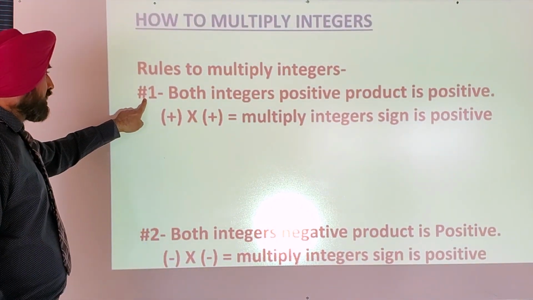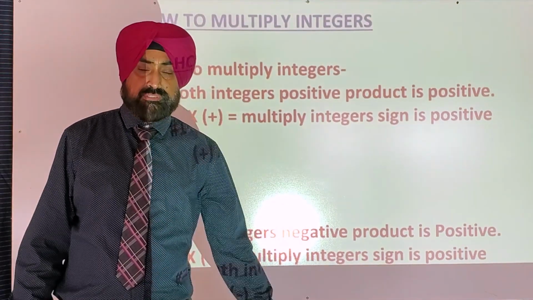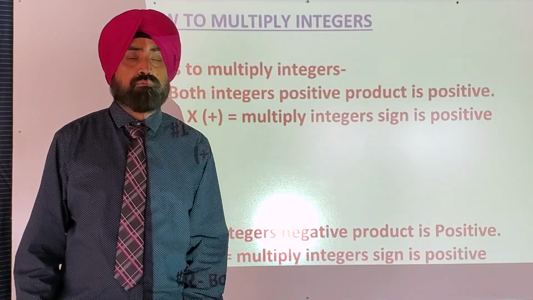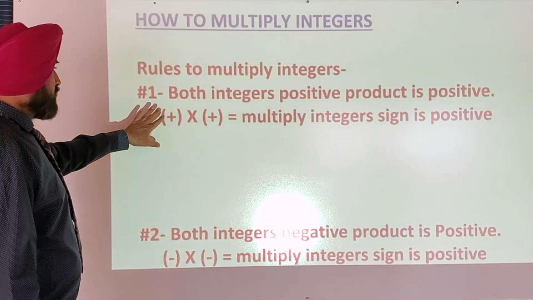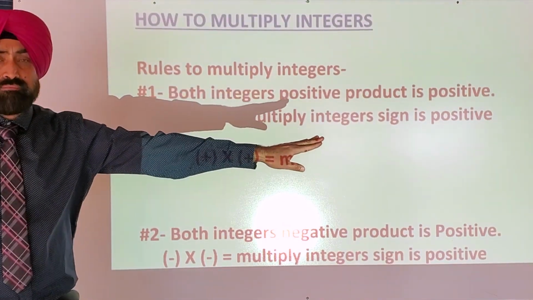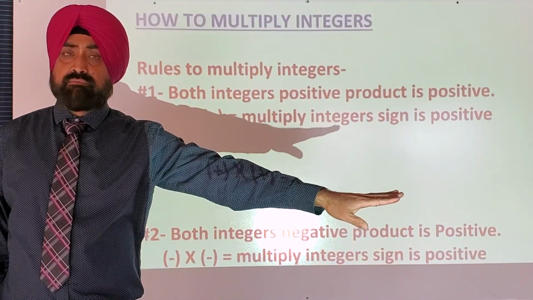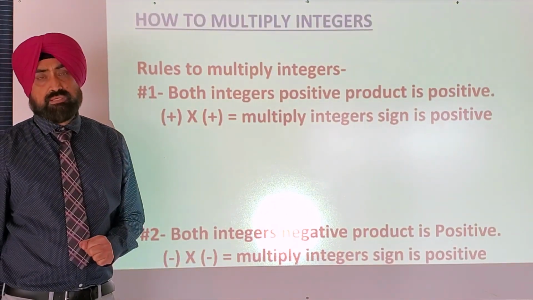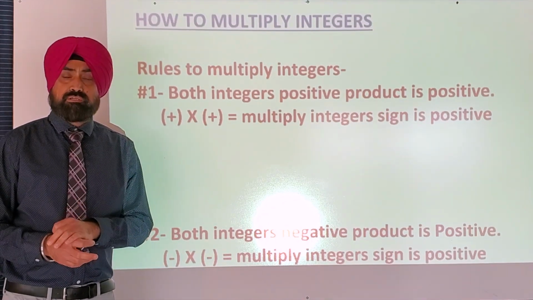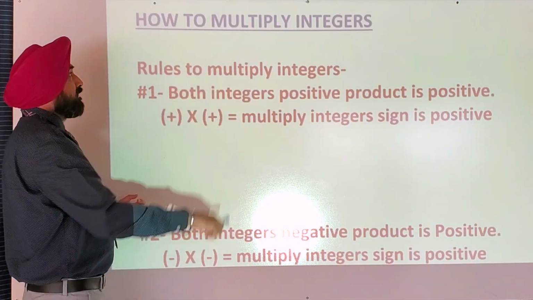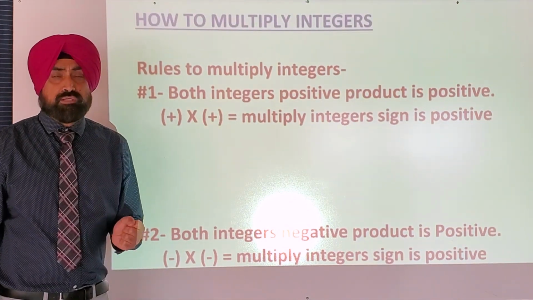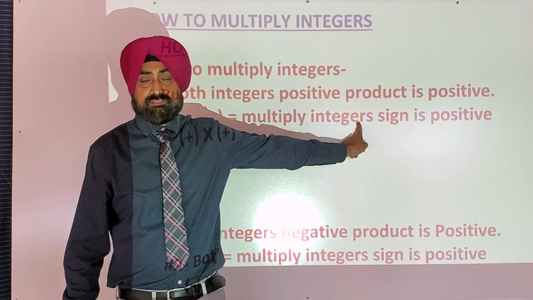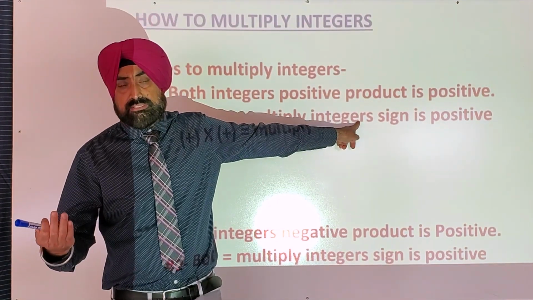The very first rule is if both integers are positive. I'm talking about only two integers because if you know the two integers, you can apply it on more integers later on. So the first rule is both integers are positive. First thing, what should we do? First, see what is the sign between two integers: addition, subtraction, multiplication, division. Here, because we are doing multiplication of two integers, it's a multiplication. So first thing we should do is multiply the integers and then think about the sign.